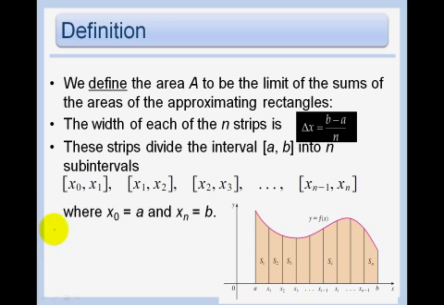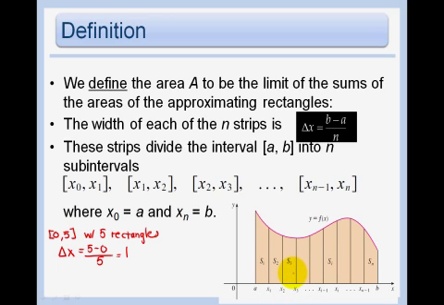So let's, for example, say that we're going from 0 to 5 with 5 rectangles. Then what would our delta x be? Our delta x would just be the end minus the beginning. We want to divide into 5 different rectangles, so it would just be 1. These strips divide the interval into n subintervals, so you don't really need to know this notation, but that's just what it's saying. Here's x sub 1, x sub 2, x sub 3, and so forth.